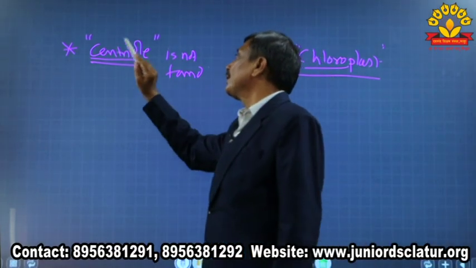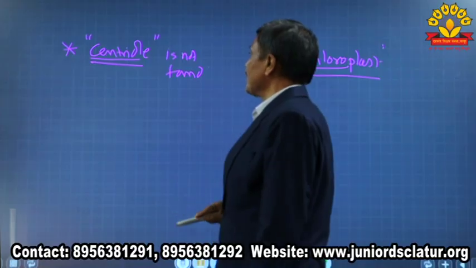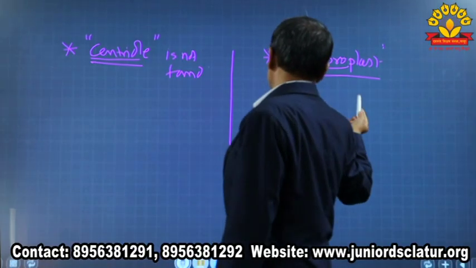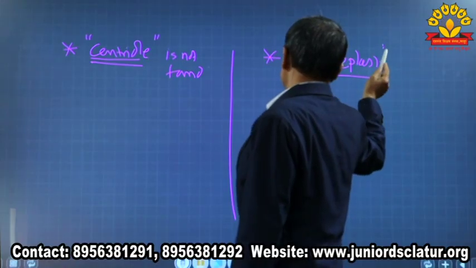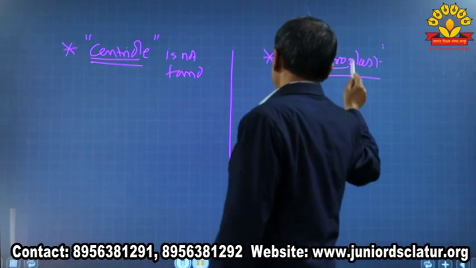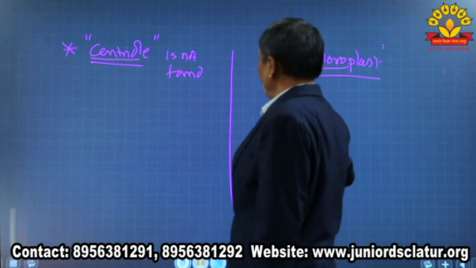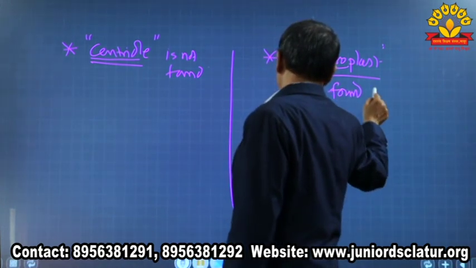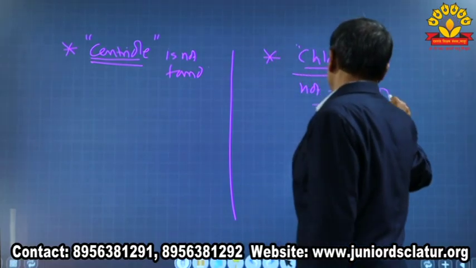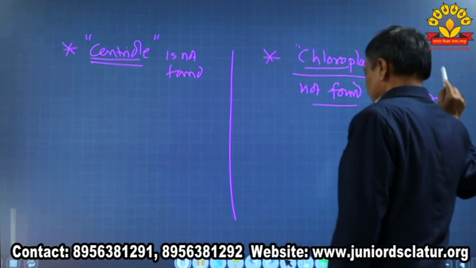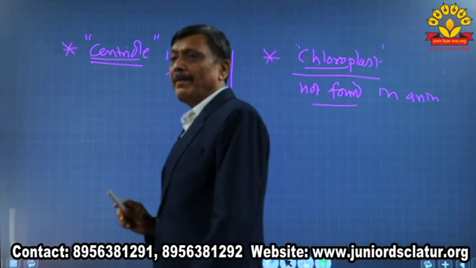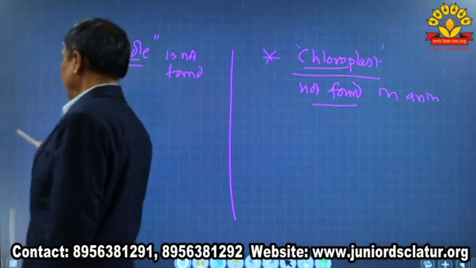You should tell that centriole is not found in the plant cell, but you can tell chloroplast is present in plant cell, not found in the animal cell. Chloroplast not found in animal cell. So, these are the main differences present here in the plant cell and animal cell.